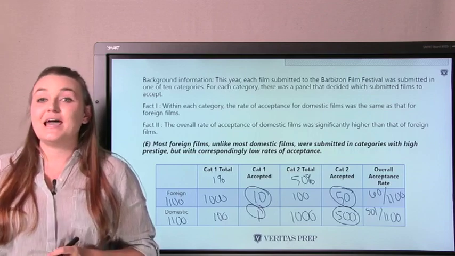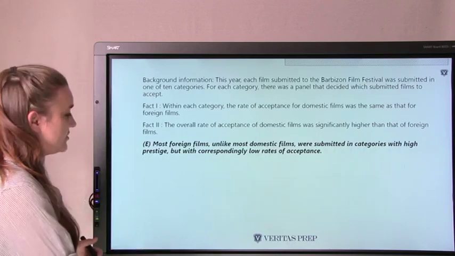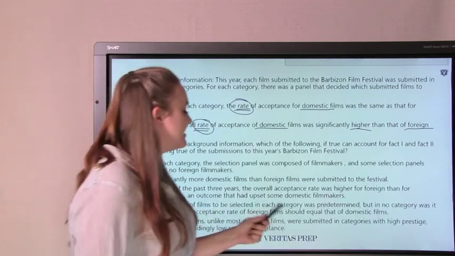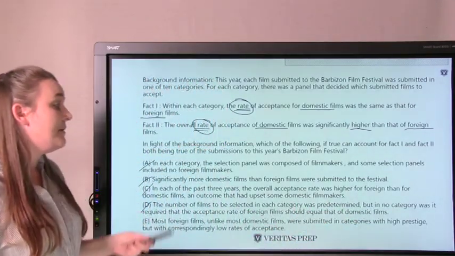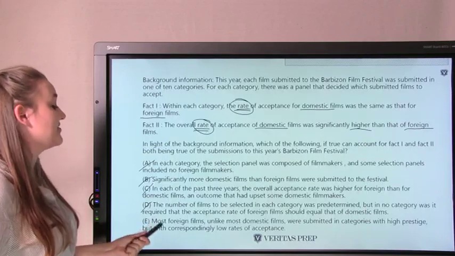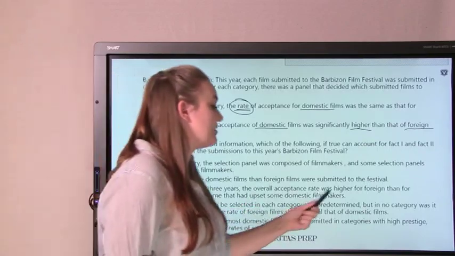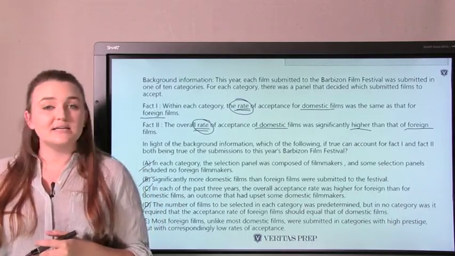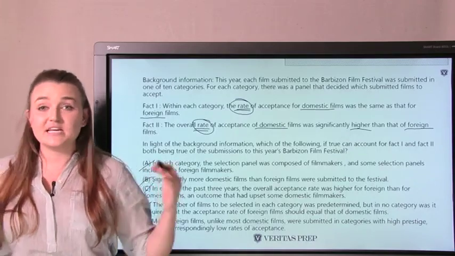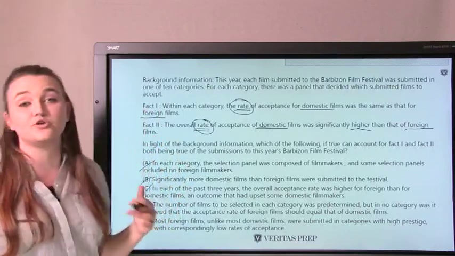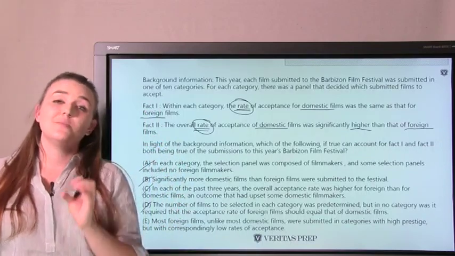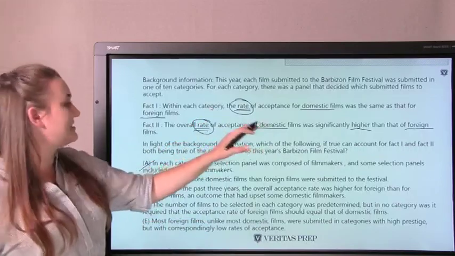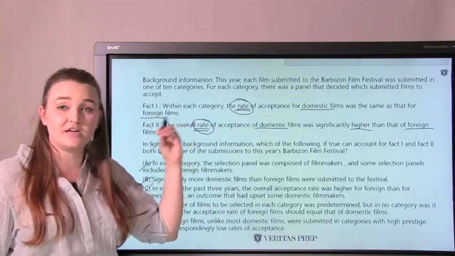So can we explain again how to eliminate D? Sure, let's talk about it. So with answer choice D, the number of films to be selected in each category was predetermined, but in no category was it required that the acceptance rate of foreign films should be equal to that of domestic films. Whether or not it was a requirement does not matter to us here. It doesn't connect the dots between these two factual pieces of information because we were already told that the rate of acceptance for domestic and foreign were the same within each category.